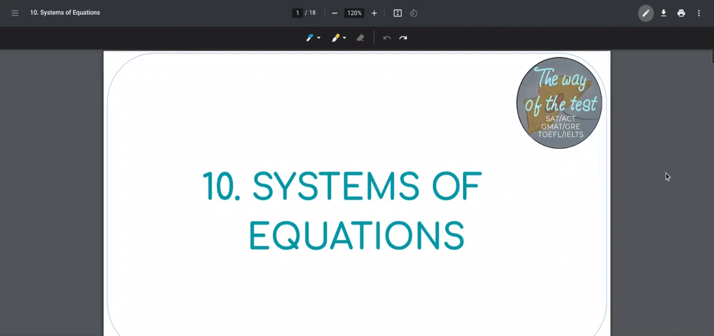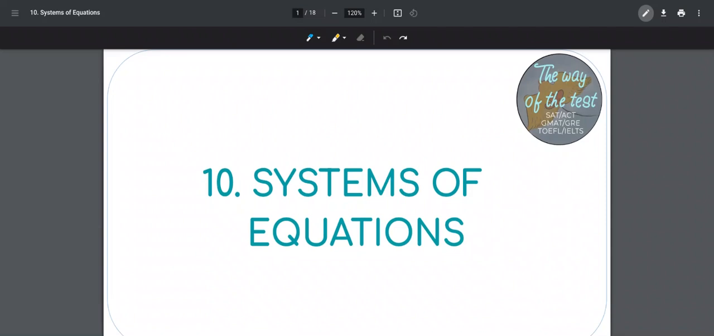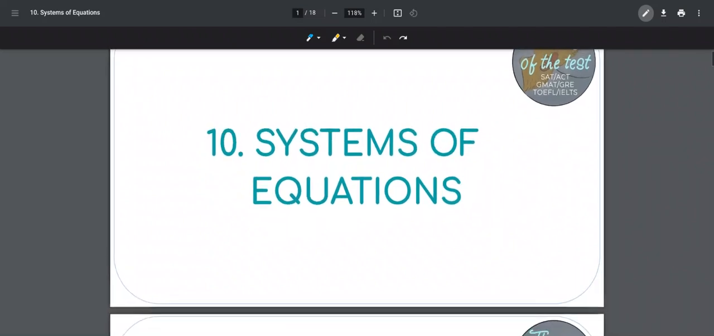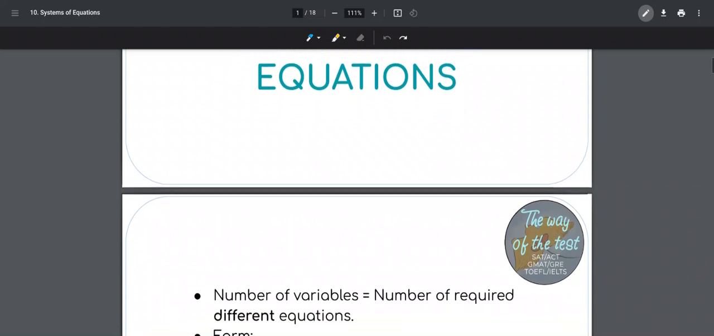Systems of equations. Okay, copy the title. So, what is a system of equations? Basically, it's having more than one equation. That is pretty much it. If you have two equations, you already have a system of equations.